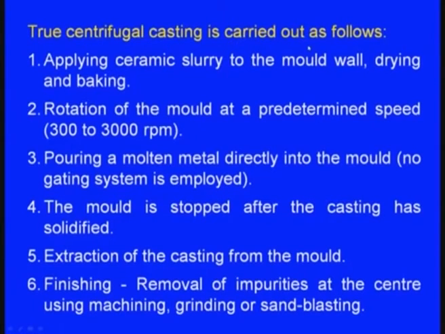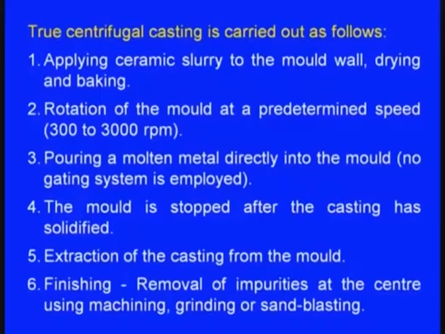Now true centrifugal casting is carried out as follows. First step is we have to apply the ceramic slurry to the mold wall, because it is possible that the molten metal may stick to the metallic mold. So that should not happen. To prevent this, we apply a ceramic slurry to the mold wall, and it should be dried and also baked.